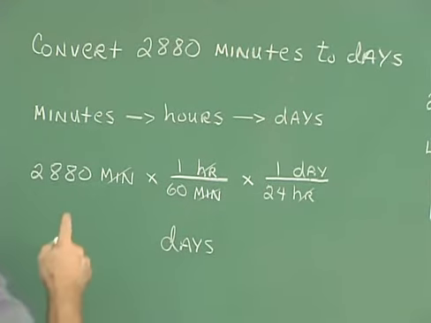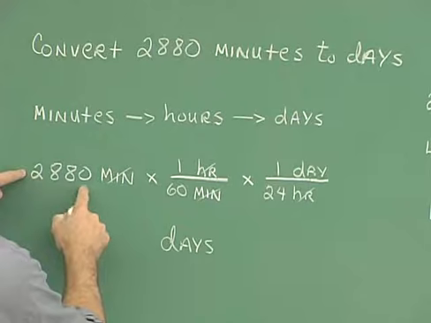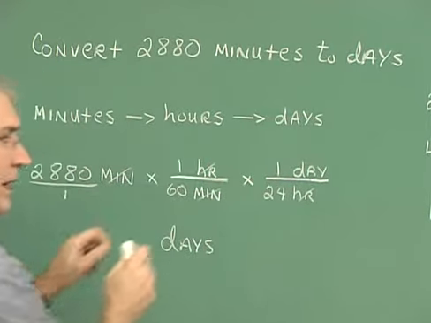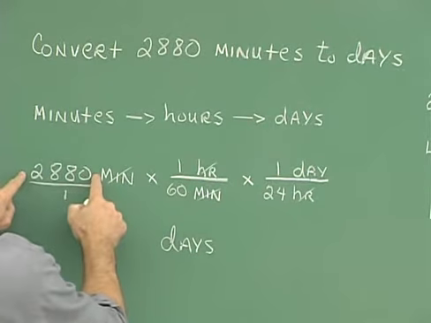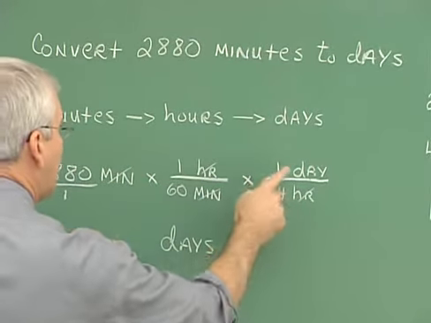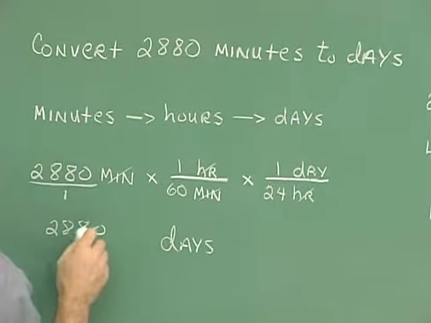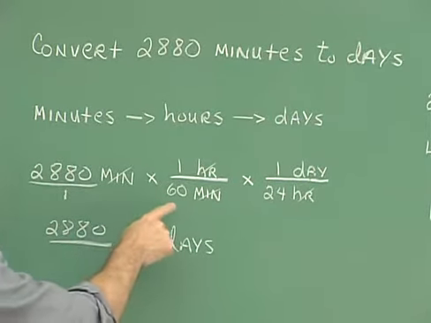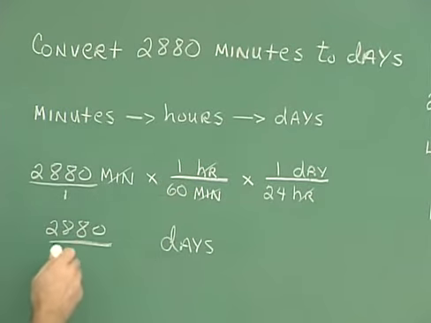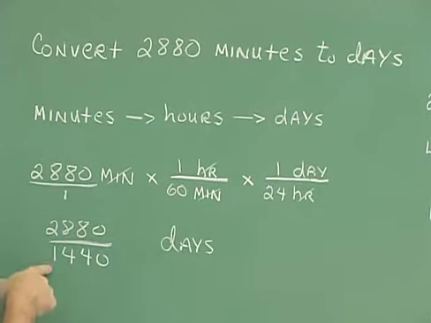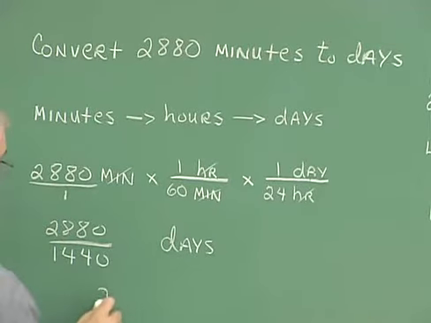Now let's multiply 2,880. Now remember, this is over 1, and when we're multiplying fractions, we multiply straight across. So 2,880 times 1 times 1 is 2,880 for the numerator. And in the denominator, we have 60 times 24, which is 1,440. So this is this fraction number of days. But when we divide 1,440 into 2,880, it goes 2 times. So this is 2 days.